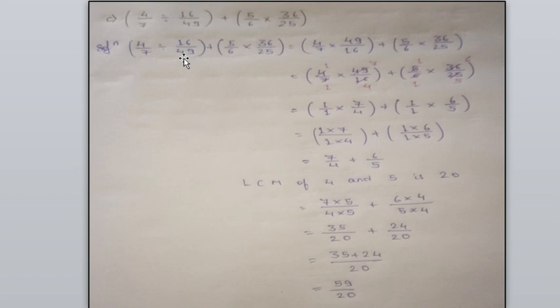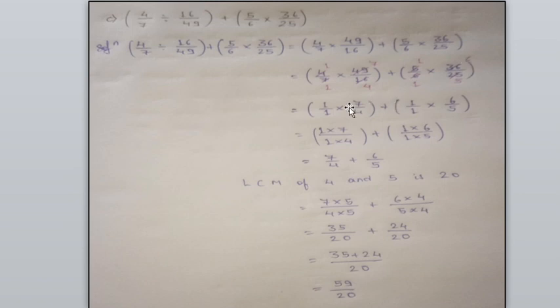So same method we will apply here also, that is 4/7 into 49/16, as the reciprocal of 16/49 is 49/16, plus 5/6 into 36/25, right, because it is already given in the form of multiplication only. Now here cancellation is possible, so do it. 4 into 1 is 4, 4 into 4 is 16, then 7 into 1 is 7, and 7 into 7 is 49. Then here also 5 into 1 is 5, 5 into 5 is 25, then 6 into 1 is 6, and 6 into 6 is 36.